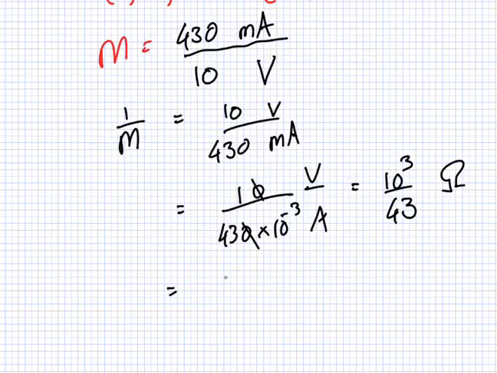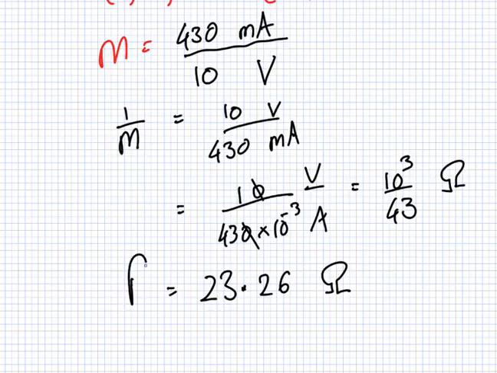Okay, so can you tell me what this is in a decimal, please? It's going to be 1,000 over 43. What's that, roughly 210? That's off by a decimal place. 20. Okay. So that's the resistance.